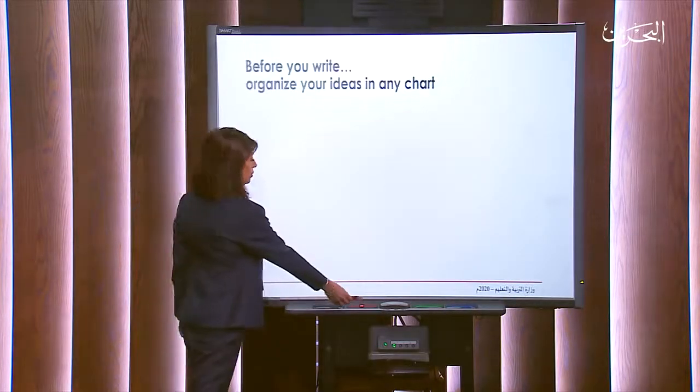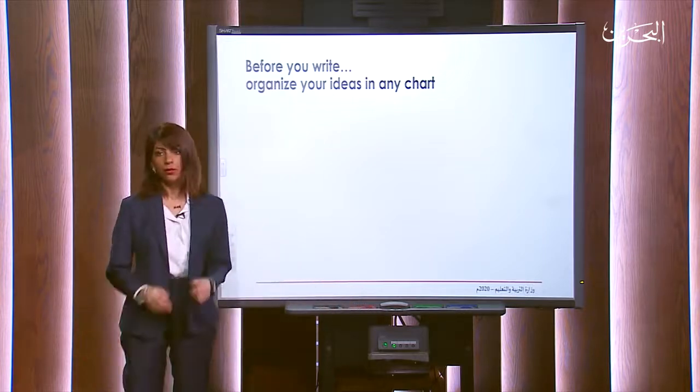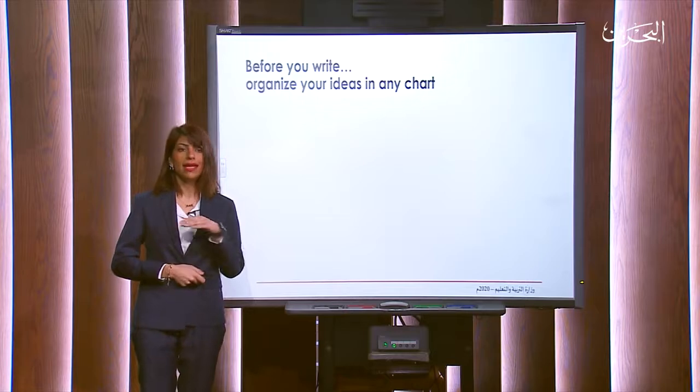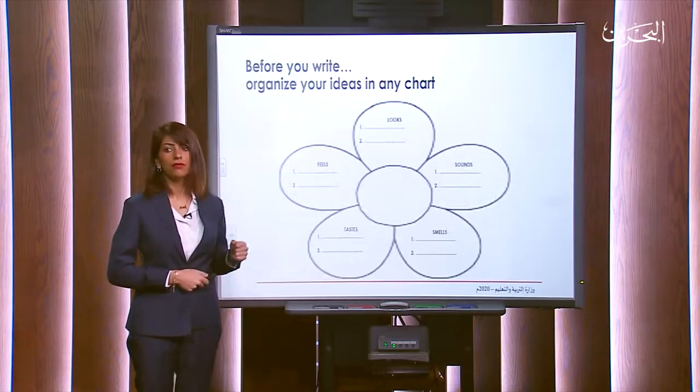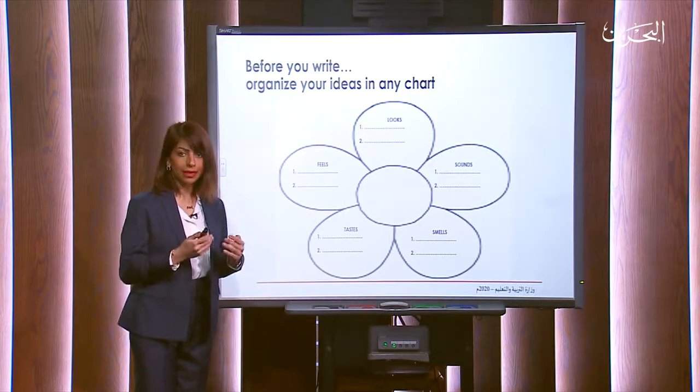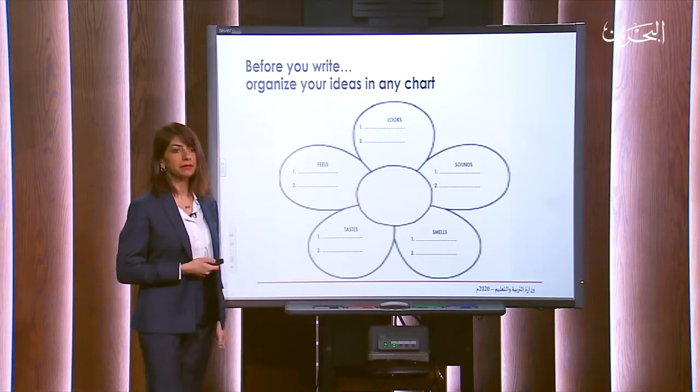Now, let's go to a very important piece of advice. Before you write, you need to organize your ideas in any chart. Here is an example of a flower chart. It has 5 senses written in each sector. You need to specify details regarding the looking sense, the sound sense, the smell, the taste, and the feeling. Write them, organize them. It will help you further in writing a descriptive email.